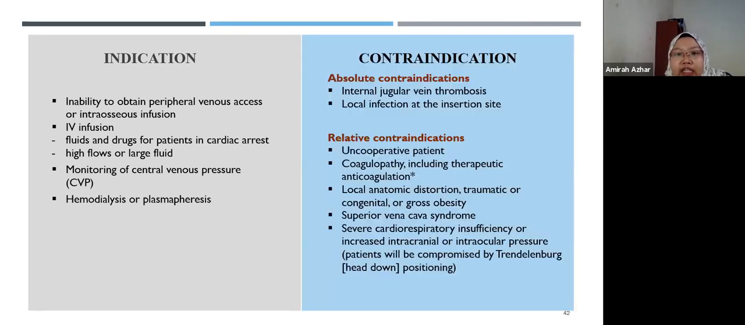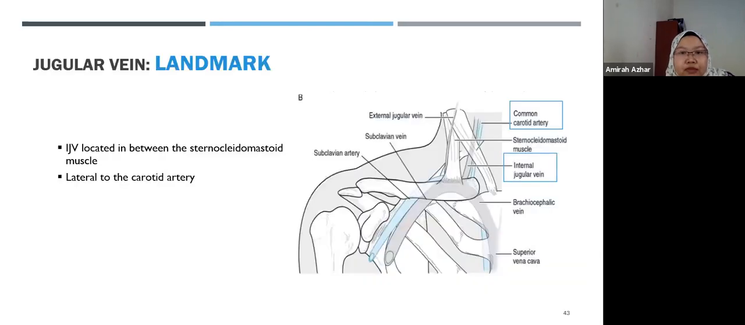The contraindication, we can divide into absolute and relative. For absolute, do not do in patients who have thrombosis or infection at the insertion site. And for the relative, do not do if the patient is uncooperative, has coagulopathy, anatomical distortion, and also superior vena cava syndrome and cardiorespiratory insufficiency.